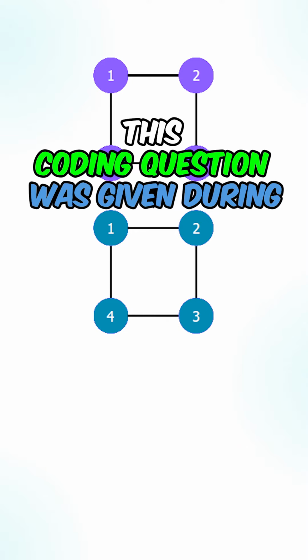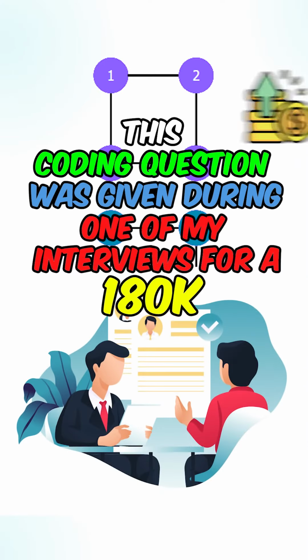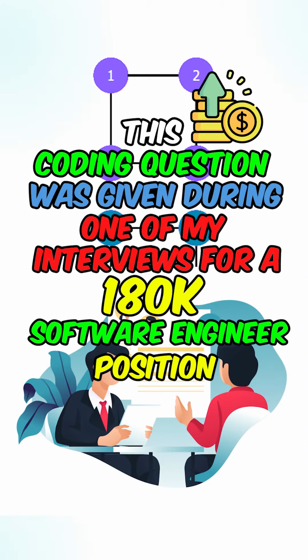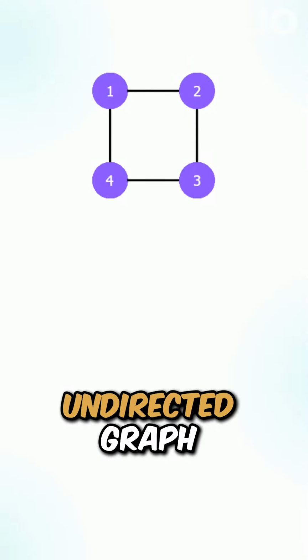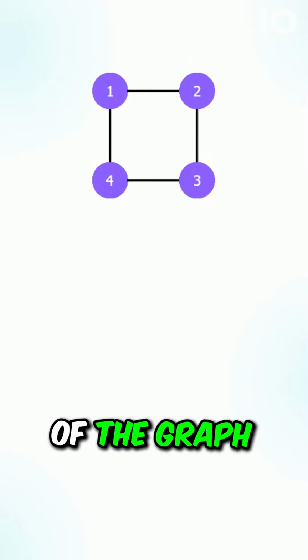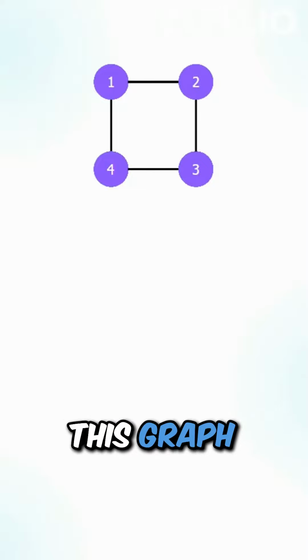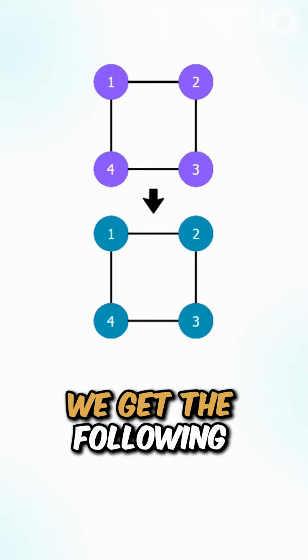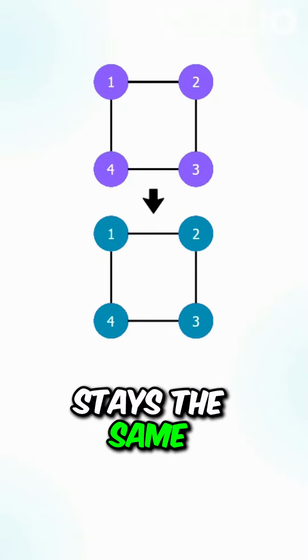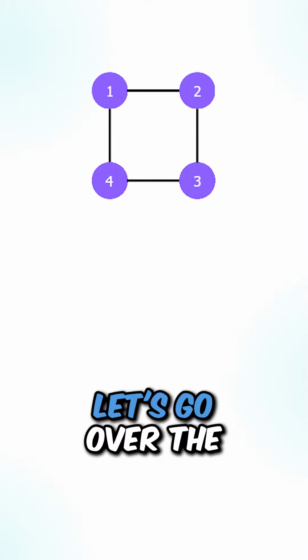This coding question was given during one of my interviews for a 180K software engineering position. So given a connected undirected graph, return the deep clone of the graph. Let's say we're given this graph, if we perform a deep clone, we get the following. So the structure stays the same, but the nodes are new. Let's go over the thought process.